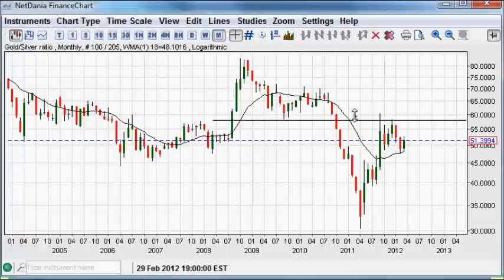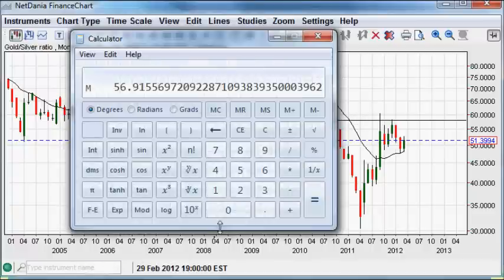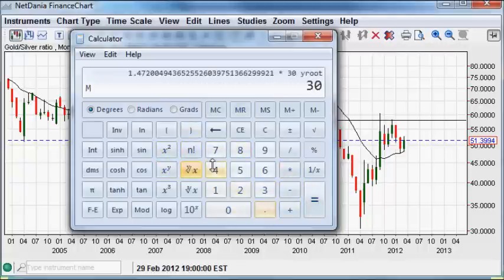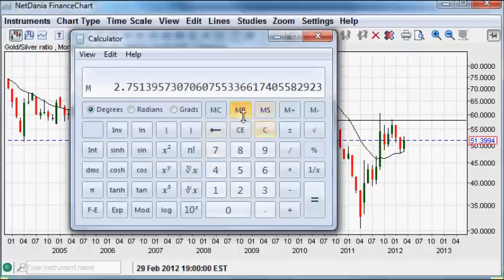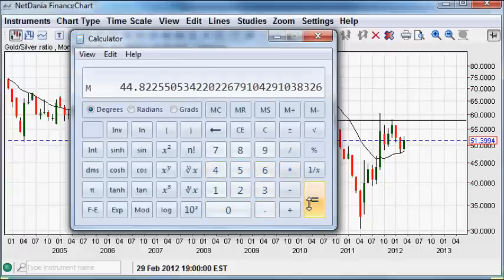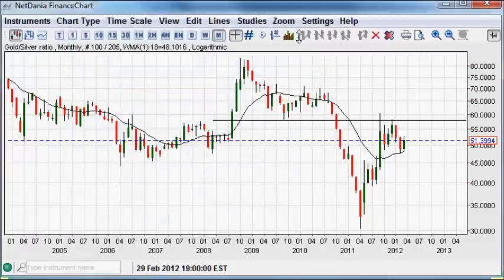We calculated 61.8%. Now let's calculate 38.2%. So we'll bring back that number to the power of 0.382 and multiply by the low of 30.45. Let's do it again. Okay, to the power of 0.382, multiply by the low of 30.45, to give us a price objective at 44.82. Let's draw a line in at 44.82, which is pretty much 45. That would be your expected area.